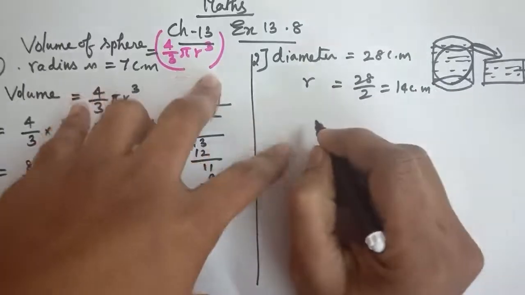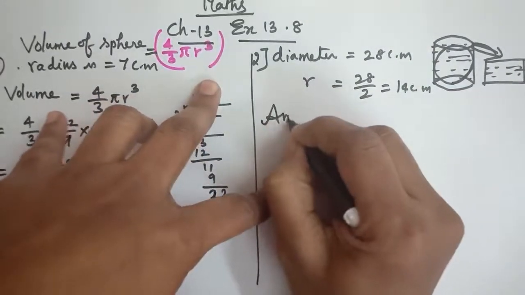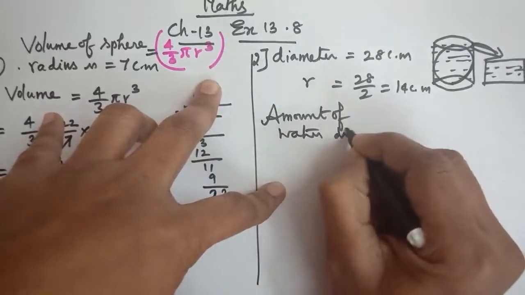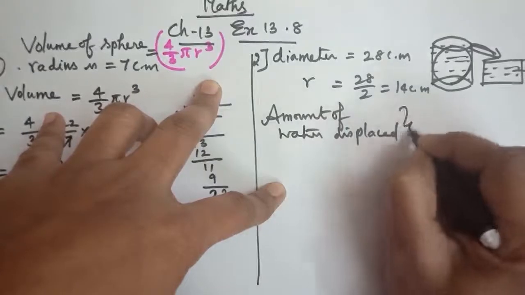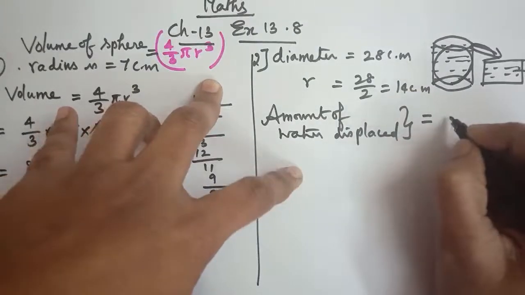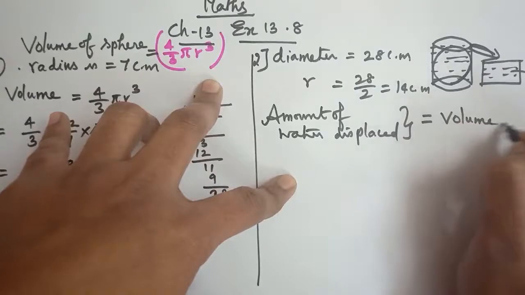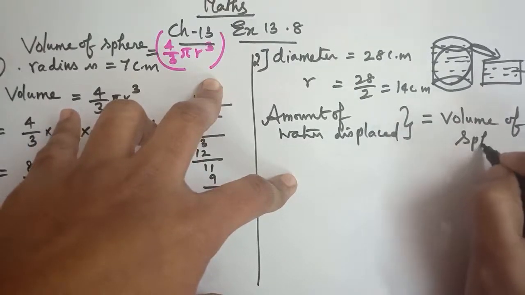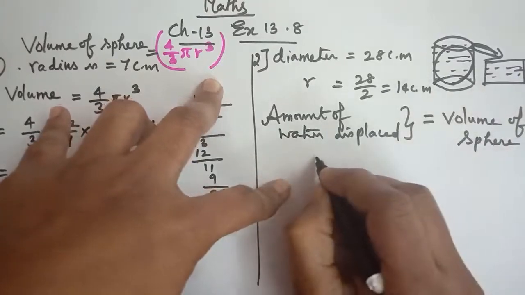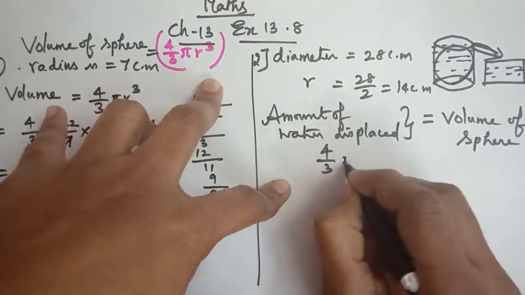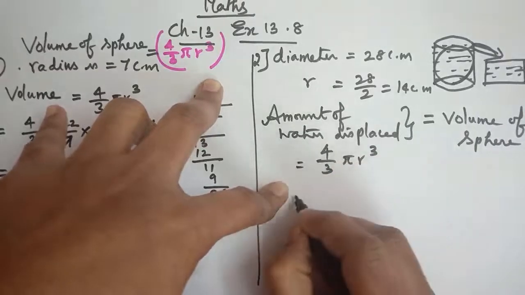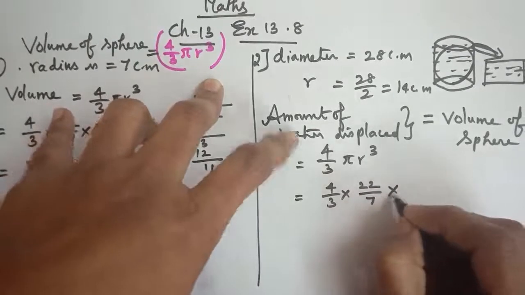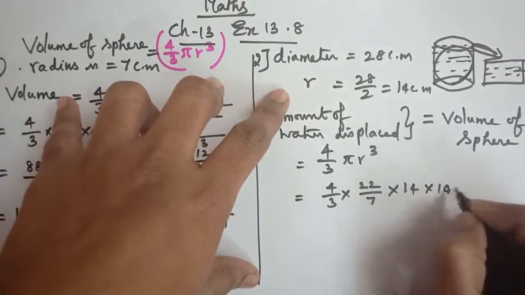Amount of water displaced is equal to volume of sphere, volume of spherical ball, spherical ball or sphere. So what is that? That is 4 by 3 pi r cube. So that is equal to 4 by 3 into 22 by 7 into r, here 14. So 14 into 14 into 14.